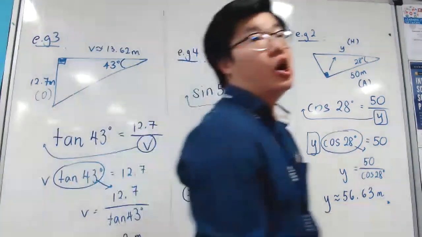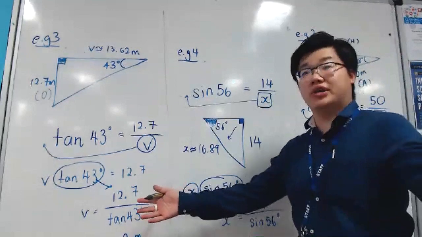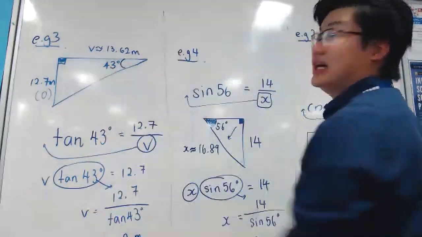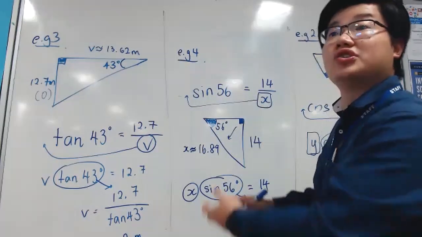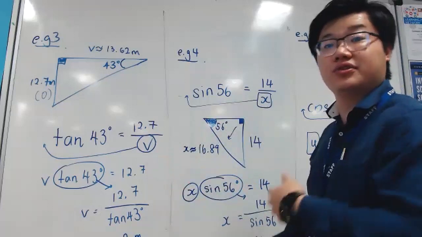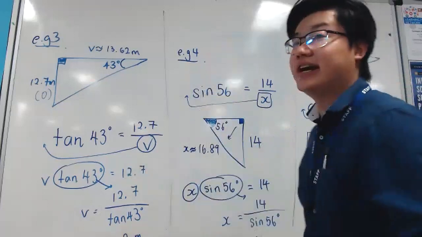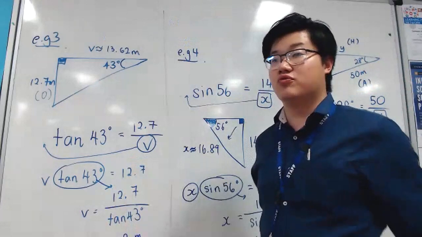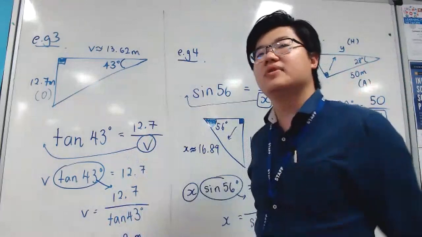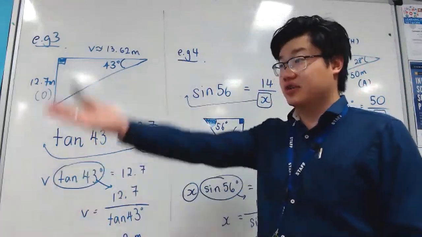Right now, any questions? That's basically it. Okay. So finding a side length using Trigo. Okay. So any questions before we wrap it up? Any questions? Any questions here?